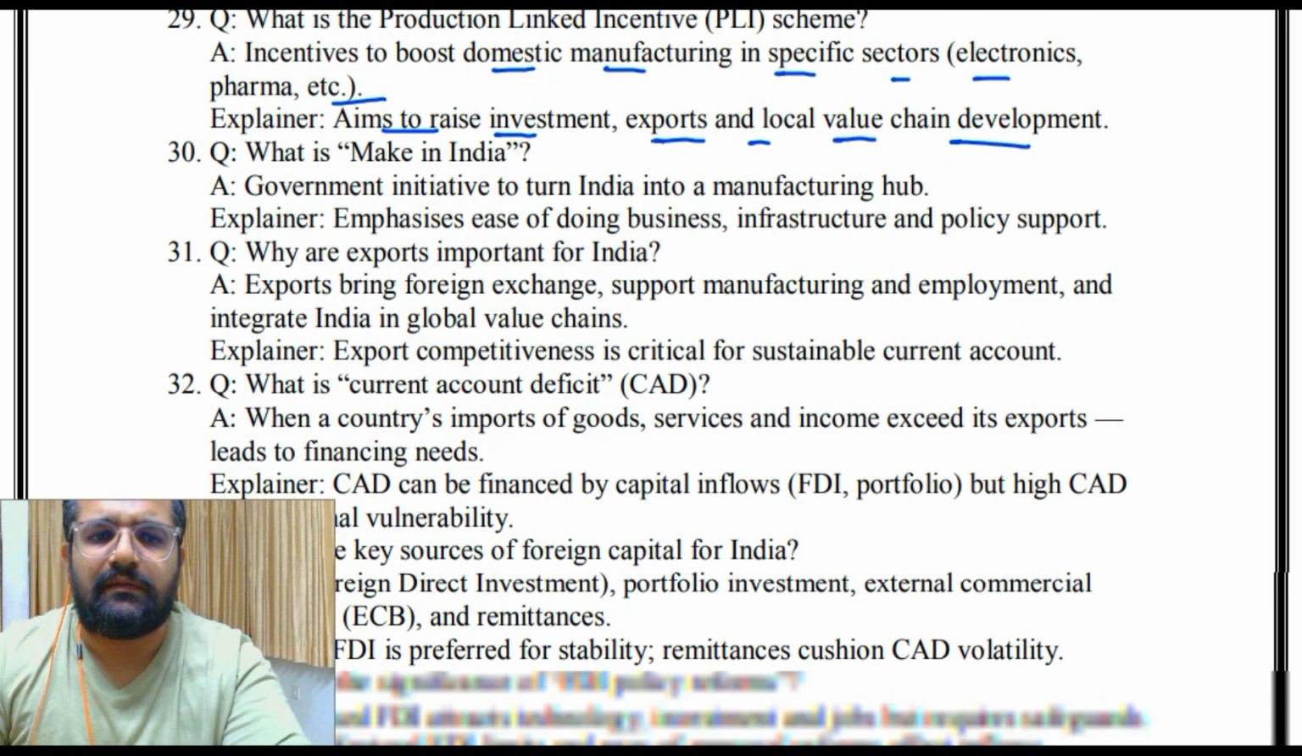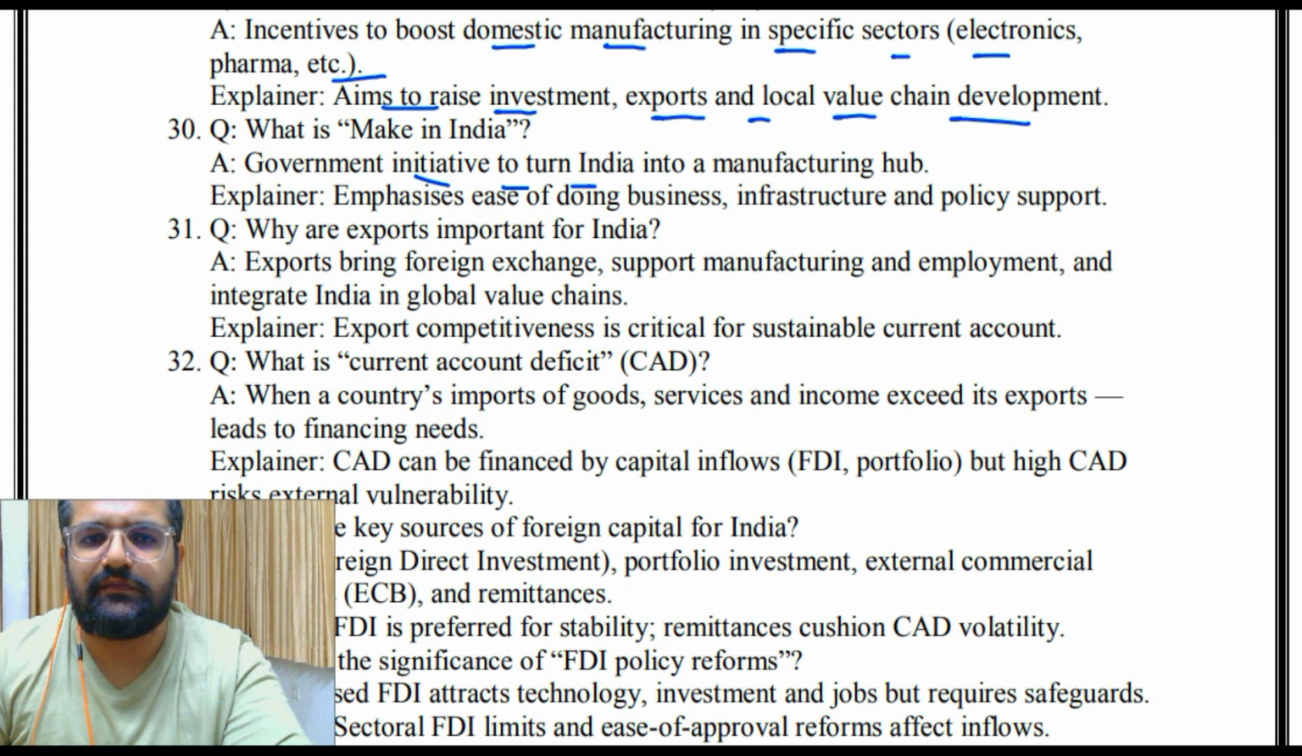What is Make in India? A government initiative to turn India into a manufacturing hub. It emphasizes ease of doing business, infrastructure and policy support.